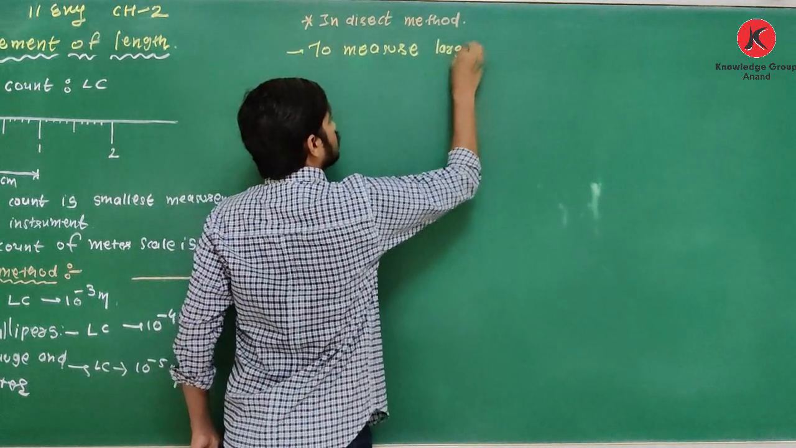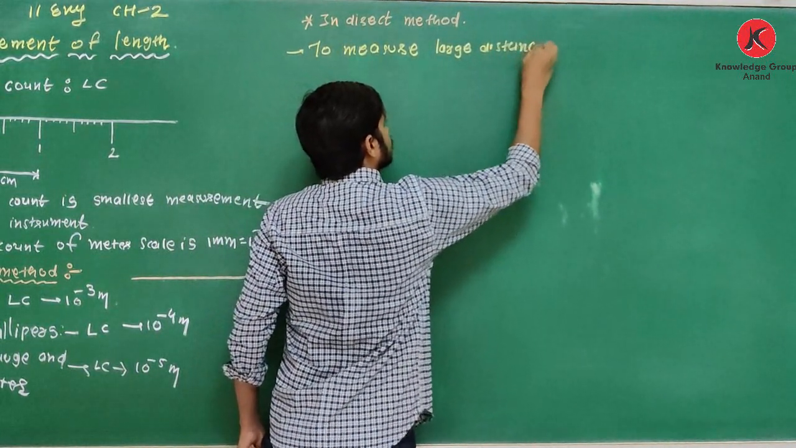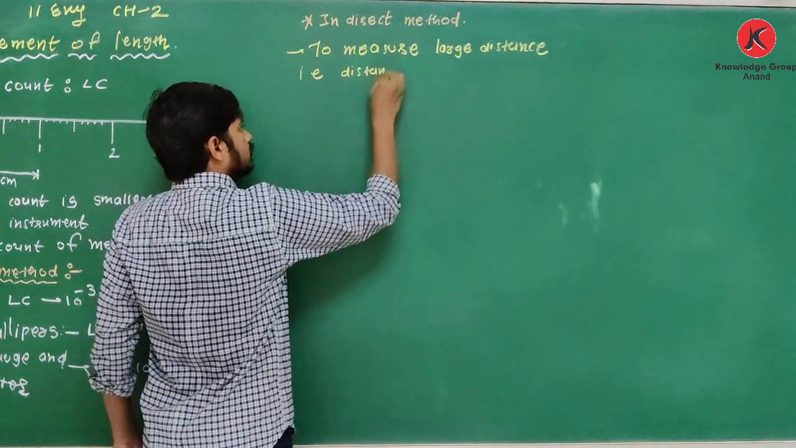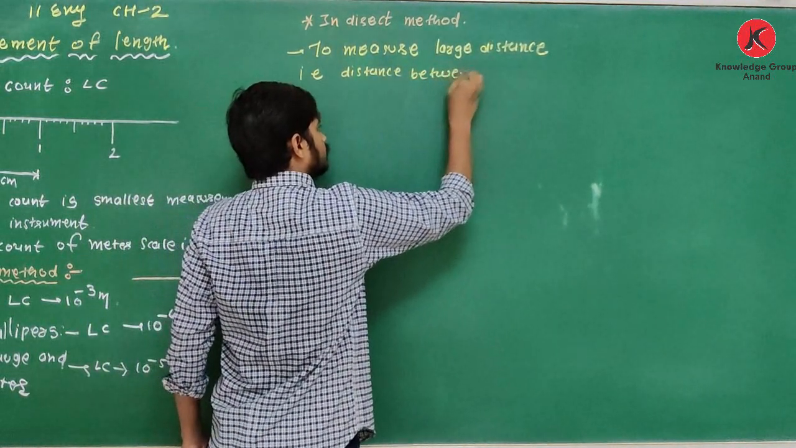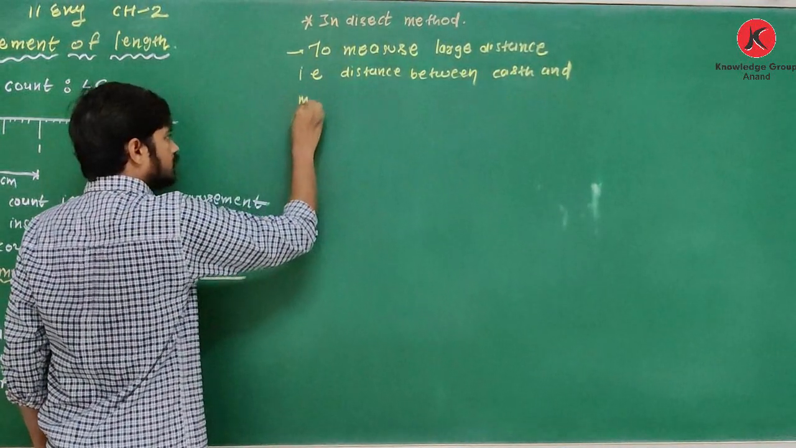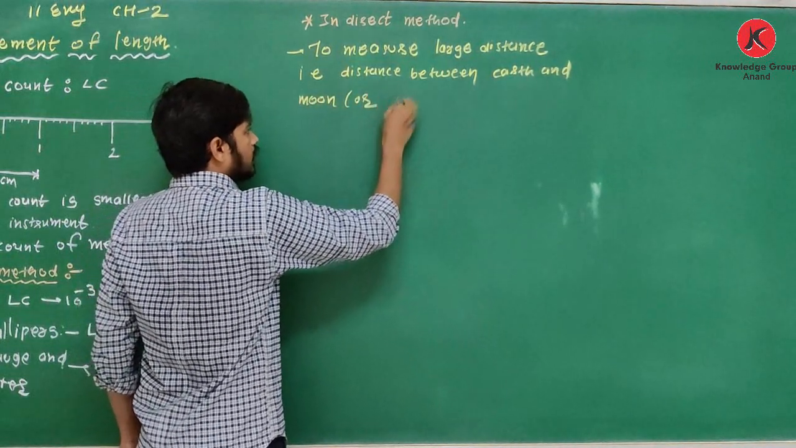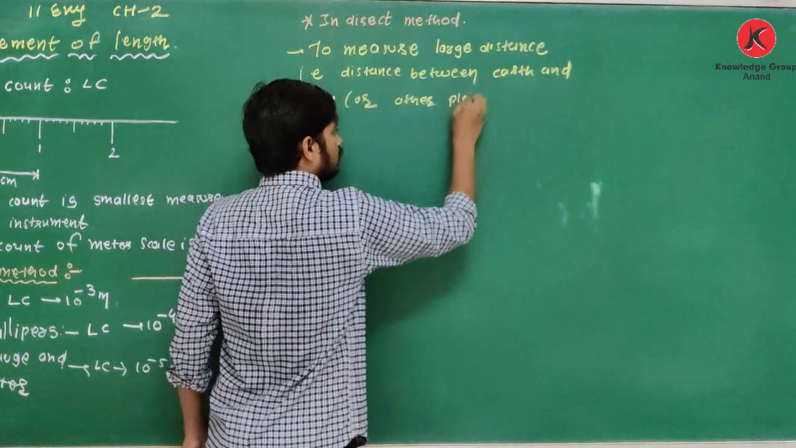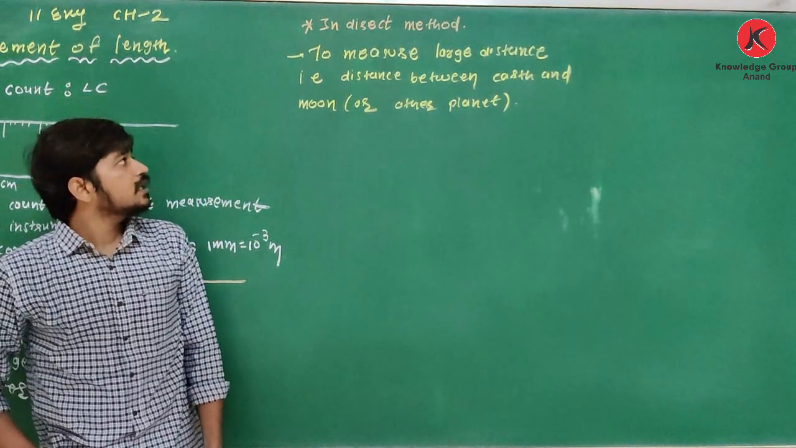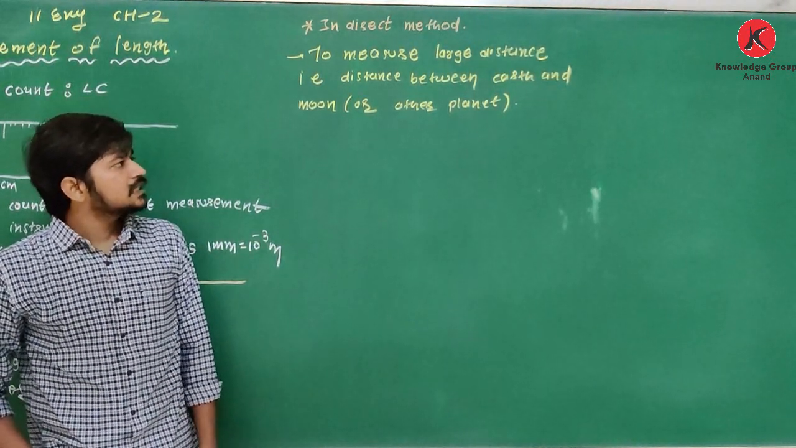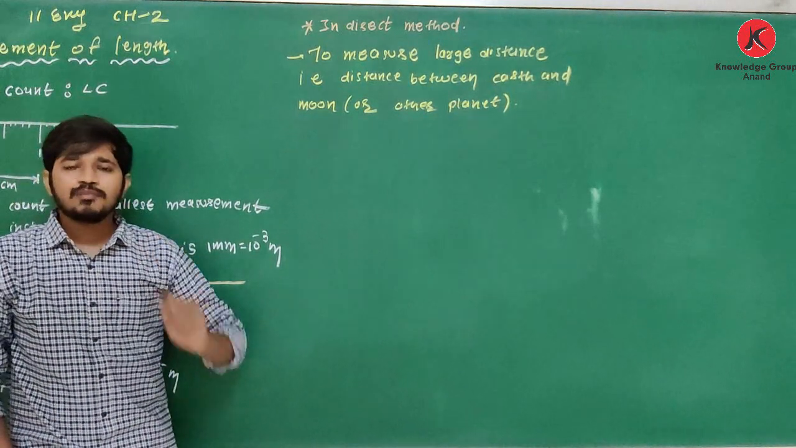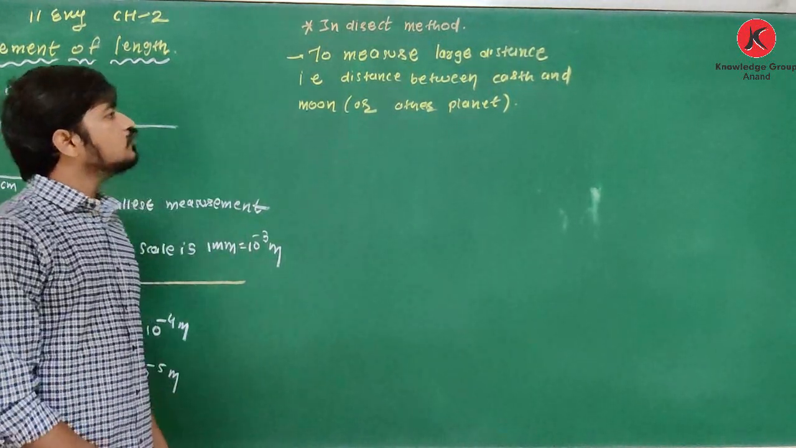In the indirect method, we are taking one particular case, that is to measure a large distance. For example, the distance between Earth and Moon, or another planet. So in the indirect method, we are taking one example to measure a large distance, that is the distance between Earth and Moon or another planet. Clear about this? Now, how to find this distance?